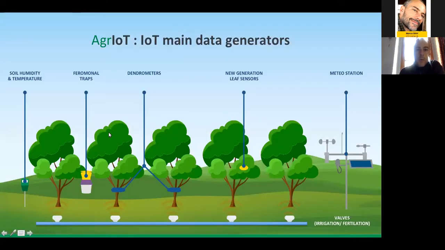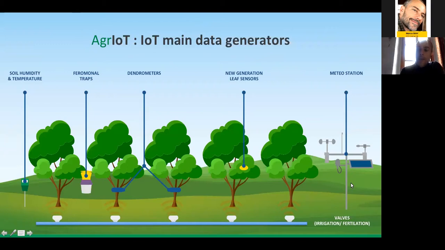So this is an example of a view of the basic installation. Well, no, this is a complete installation, we may say. Let's think about an orchard where you have plant sensors, in this case, just dendrometers. You may have basic soil humidity and temperature. You can have automatic valves that are recording what is happening in the pipe, so you will know the flow of water, when and how much water is going into your orchard.